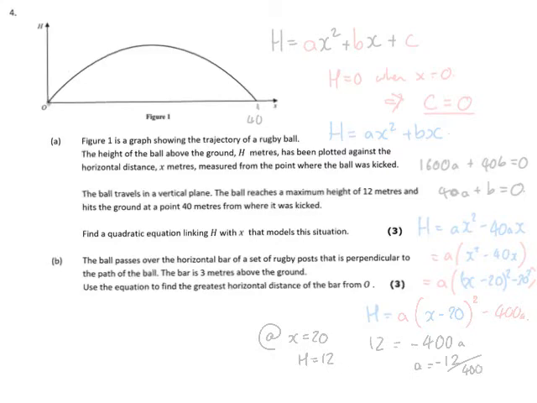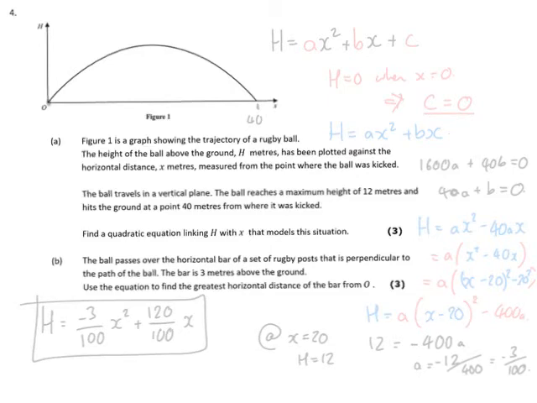And if we do that, a comes out to be negative. Now that makes complete sense if you think of the shape of this curve, and it's actually going to come out as negative 3 over 100, or negative 0.03. And if we write everything with a denominator of 100, this is the function that comes out, and that is the answer.